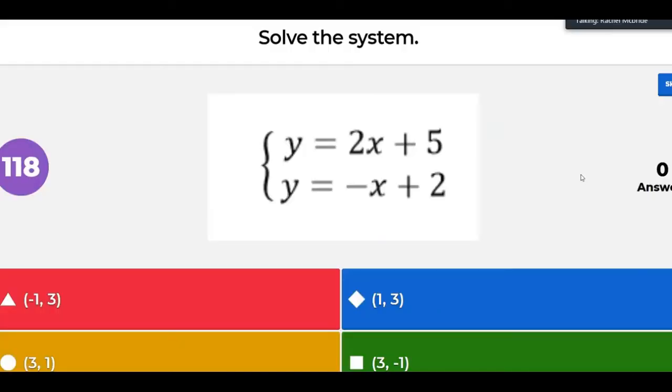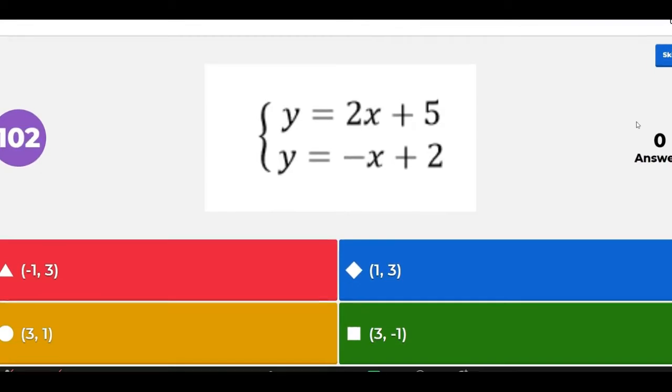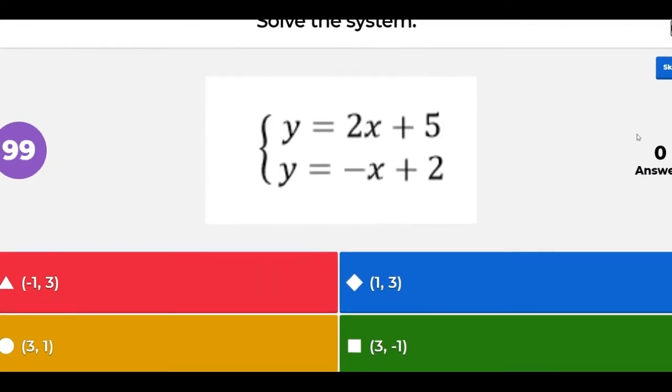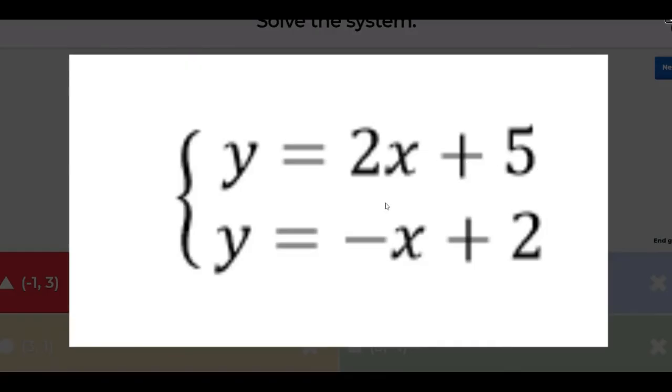Okay, another solving the system. You have 2x plus 5 equals negative x plus 2. So you would move over the negative x to get 3x, move over the 2 to join with the 5, and you'd have 3x equals negative 3, and then divide by 3 to get the negative 1.